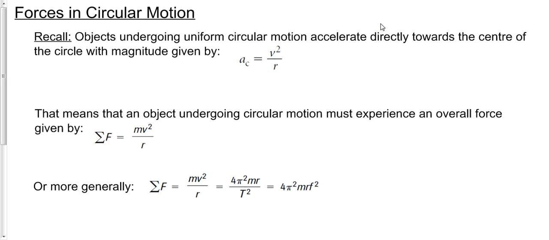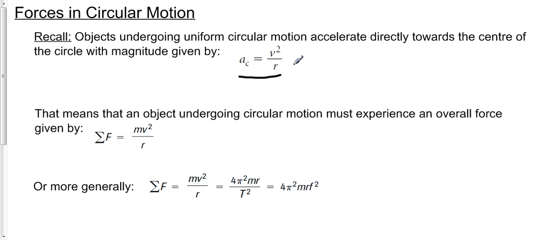So if you remember from yesterday's lesson, what we learned about was the acceleration when an object is undergoing circular motion. We had the centripetal acceleration for an object in uniform circular motion given by this expression here. And again, just to remind you, uniform circular motion means that the object is traveling at a constant speed, which means its velocity is changing only in direction. And so we have this as our acceleration, and the acceleration is directed towards the center of the circle.